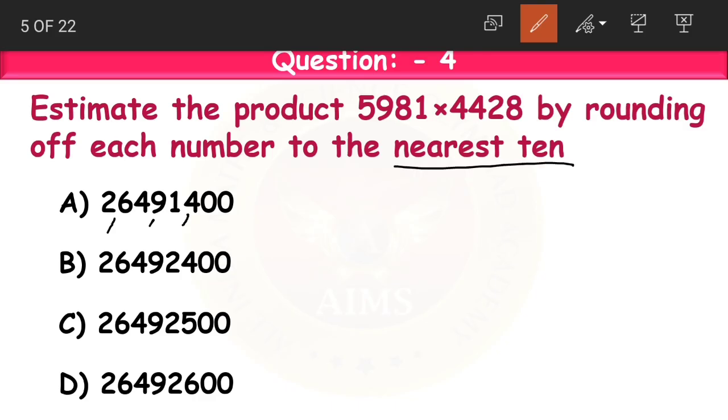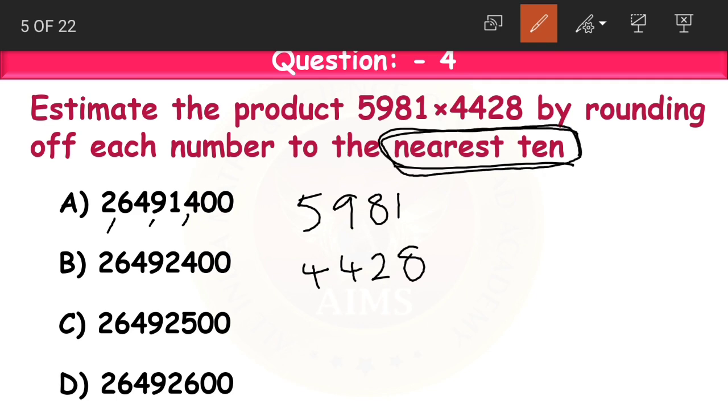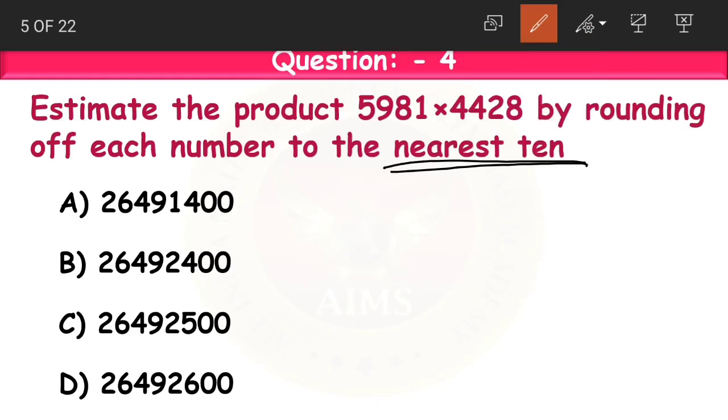See, students, the numbers here are 5981 and 4428. In the question, they have specifically mentioned to round off to the nearest tens. But if they had not mentioned it, what will we do? As both the numbers have thousands as their highest places, we'll round them off to their nearest thousands. But here in the question, it is important to note that they have asked us to round off only to the nearest tens.